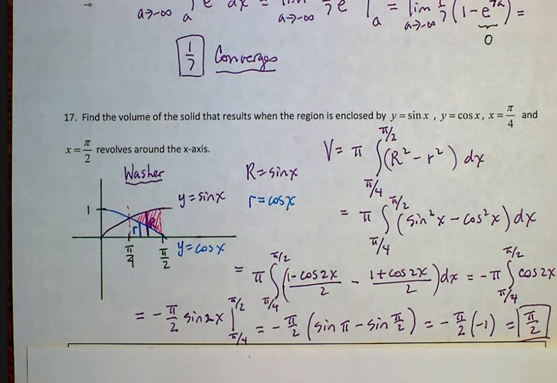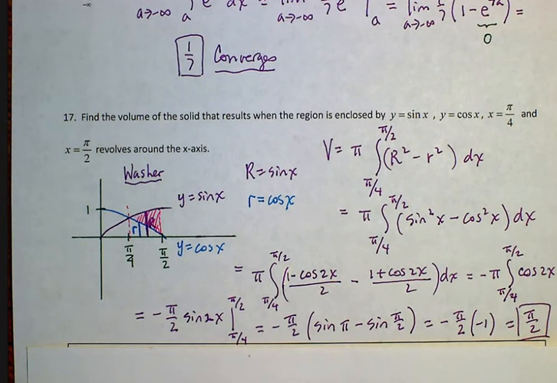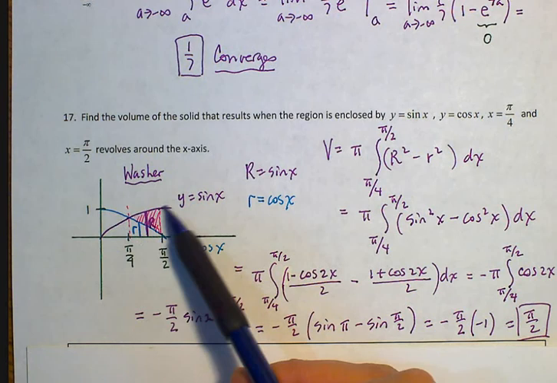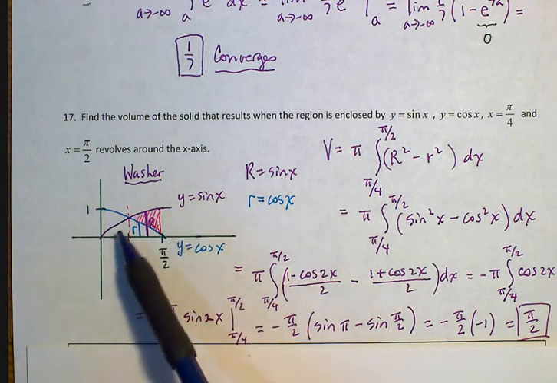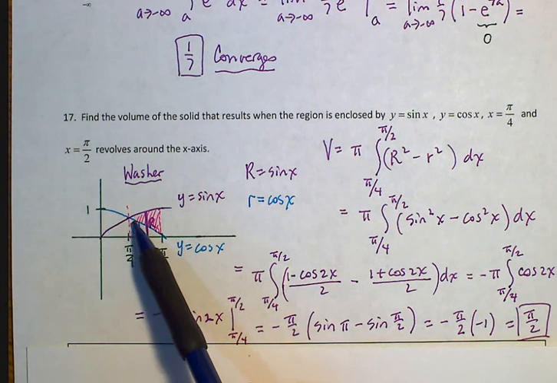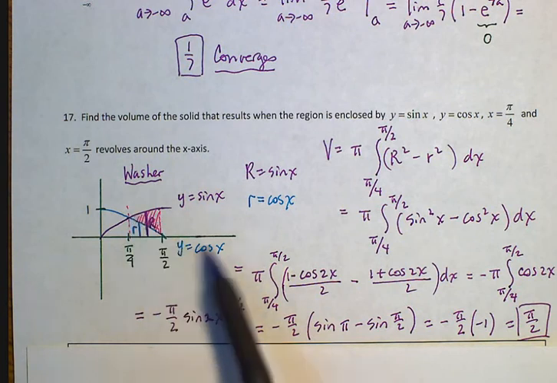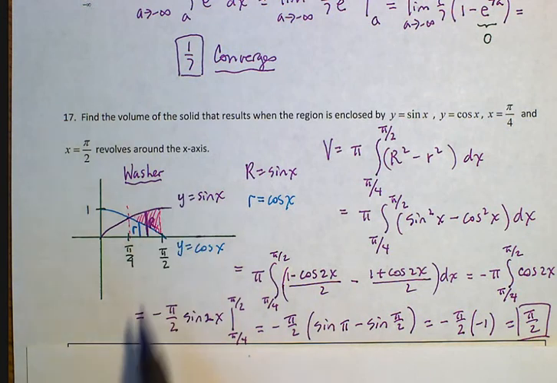Number 17. Find the volume of the solid that results when the region enclosed by y equals sine x, y equals cosine x, x equals pi over 4, and x equals pi over 2 revolves around the x-axis. So I'm going to draw out my sine graph. This purple one is my sine graph, and the blue one is my cosine graph. We know that they intersect at pi over 4, so that's going to be my left limit, and then it's going out to pi over 2. Okay, so this pink region that I've shaded in is what is going to be revolving around the x-axis.